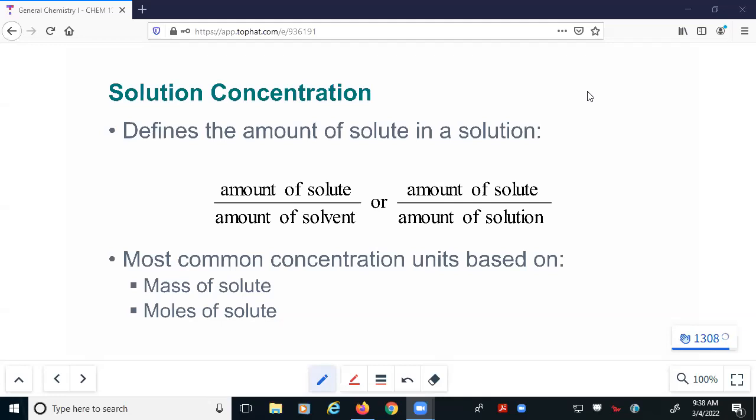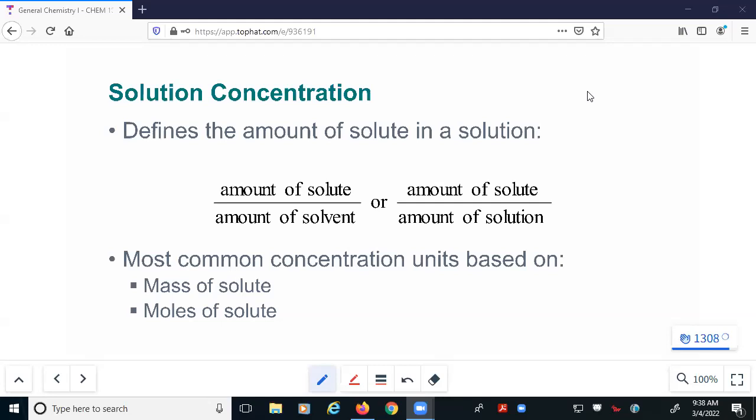That's where concentrations come in, because concentrations will allow us to see the relationship between the total amount of solution and the part of the solution that we're actually interested in, the part that is doing the reacting, the part that is giving us a titration, or that we're going to ultimately measure to figure out how much solution we need or how much solution we have.